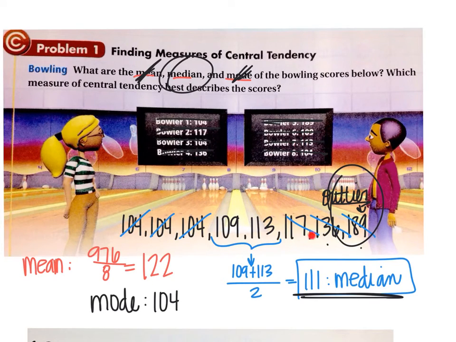The mean would be up here somewhere, and there's only two numbers bigger than that. The mode's way down here, and it's the lowest. And the median would be right here in the middle of the whole set of scores. So the median is the best measure.